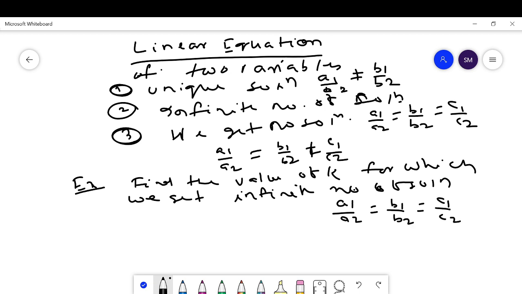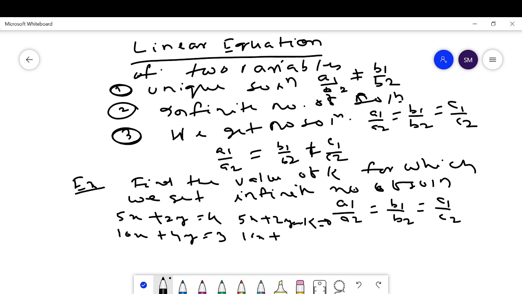Here these two equations are given. The first equation is 5x plus 2y is equal to k. The other equation is 10x plus 4y is equal to 3. Then 5x plus 2y minus k is equal to 0, and 10x plus 4y minus 3 is equal to 0.